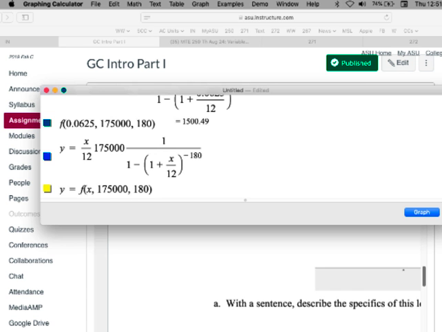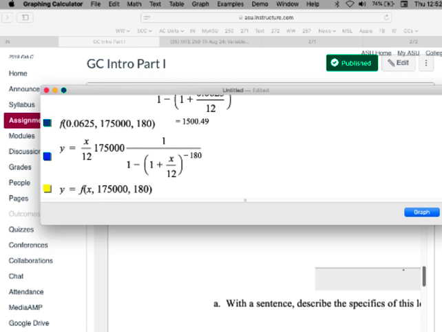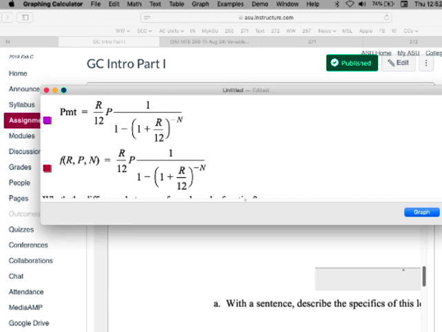So first of all, the y and the x tell GC what on the graph? And so based on the definition of f, what will GC do on the x-axis? What's GC going to do with the x-axis? So putting x here does what in terms of graphing it? Oh, it lets the rate vary.